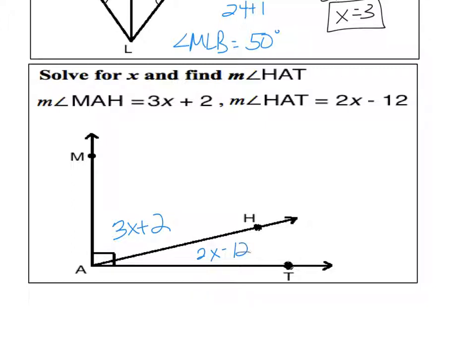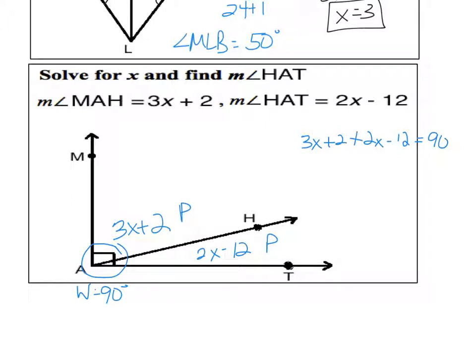Now, from the picture, do those things look like they're the same? Answer is no. You don't see anything that talks about bisects or anything, but you do notice that you have this little square in the corner, which means that this is a right angle. So when I set this up, I can say 3x plus 2 plus 2x minus 12 is going to equal 90 degrees. In this case, I'm using part plus part equals whole. That's a part, and then the whole is 90 degrees.